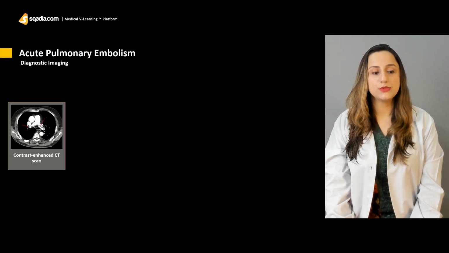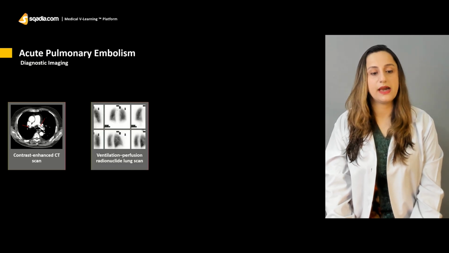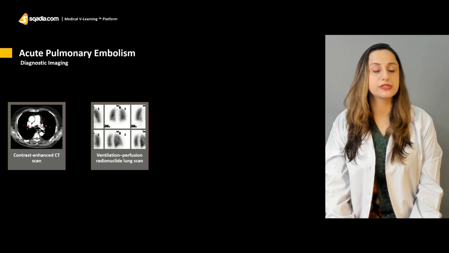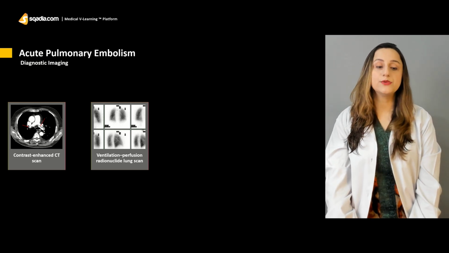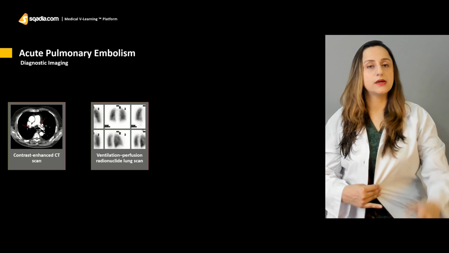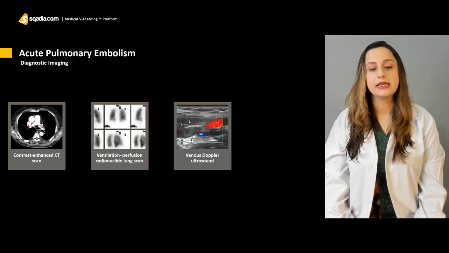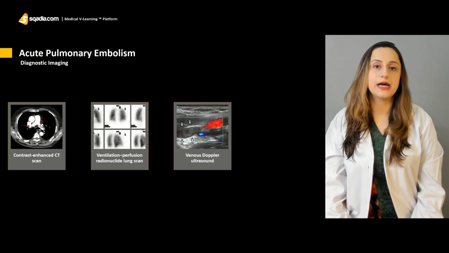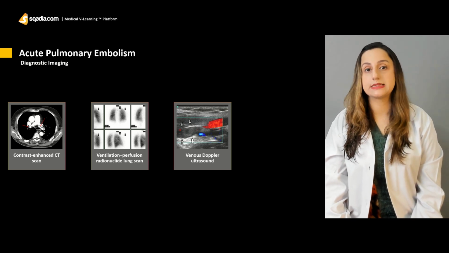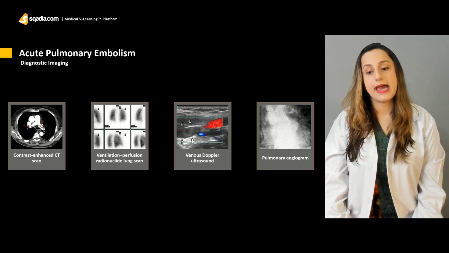The diagnostic imaging would consist of contrast-enhanced CT scans, and then we have the ventilation perfusion radionuclide lung scans. That would again give you the idea that the patient has some sort of a vasculature abnormality. Venous Doppler ultrasounds would predict whether the patient has been suffering from DVT or not. And then we have the pulmonary angiograms.